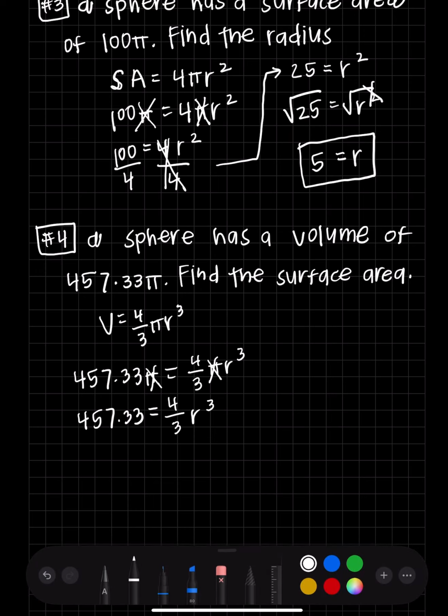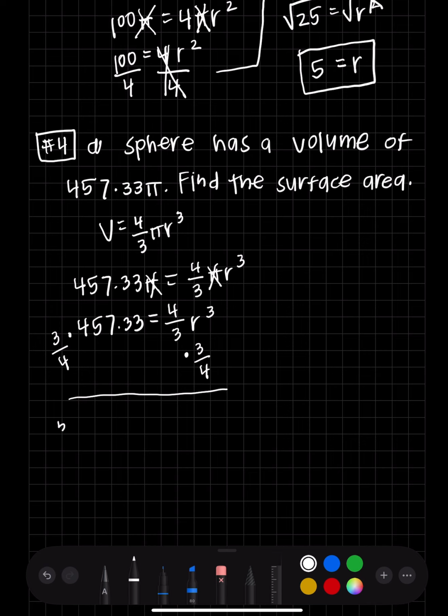Now I'm going to get rid of the 4/3 on each side because I want to get r by itself. I can either divide by 4/3 or I can multiply by 3/4. Either way it'll work. So let's do 457.33 times 3/4. I end up with 342.99, which we're just going to call 343 to make our lives a little easier, because it would round to 343 anyway. So we have 343 is equal to r cubed.